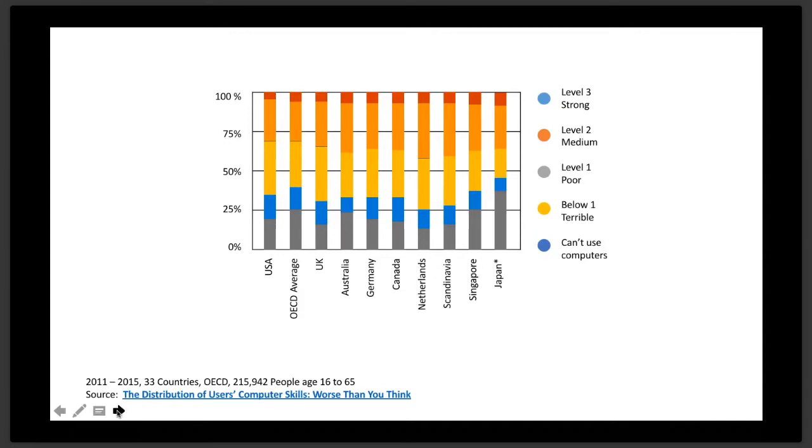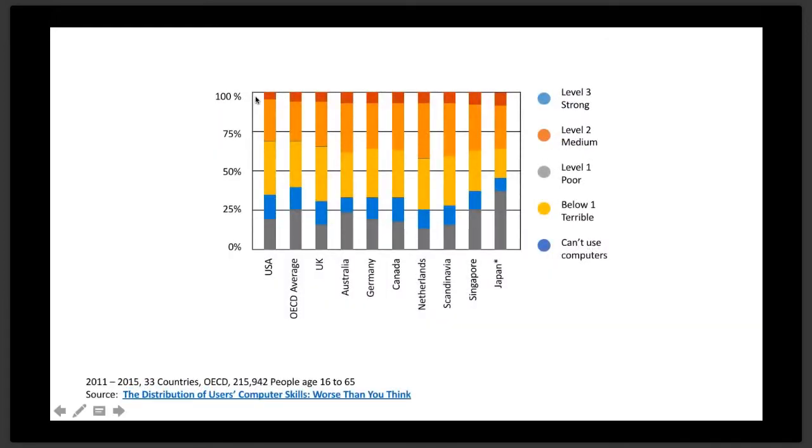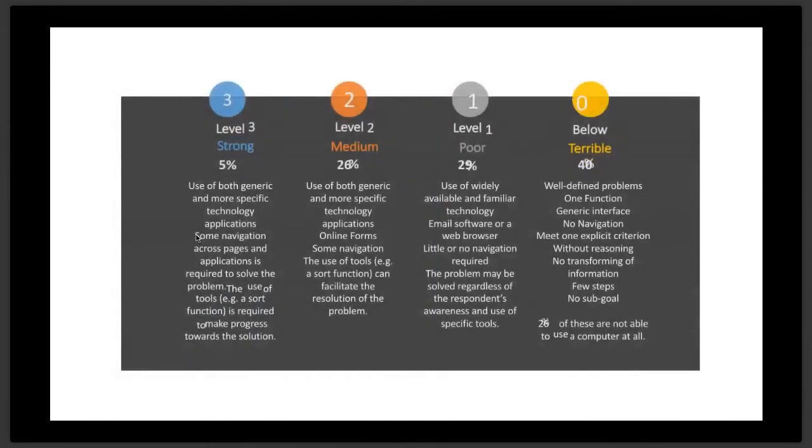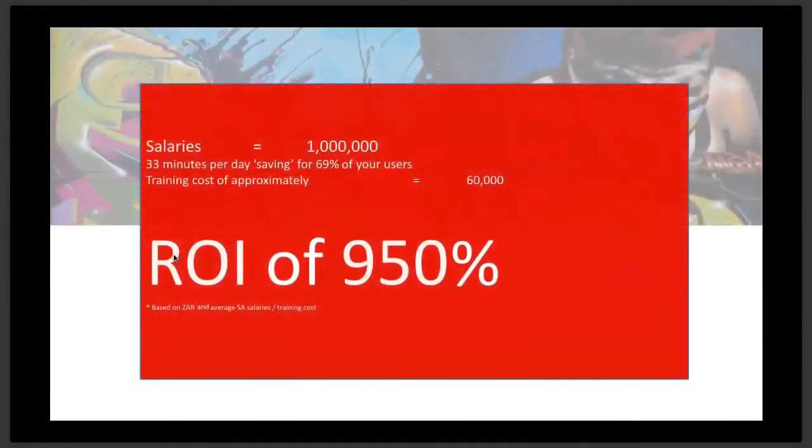If I look at these statistics, they did a breakup, and we don't have to read through all of this now, but they broke it up into different levels, saying that some people are terrible, some people are poor, medium, strong. To give you an idea, the top 5% are very strong IT users. These are people that are already going to conferences, sitting on webinars, delivering content and writing blogs, which means we can nearly look at 95% of our employees that really need that help.